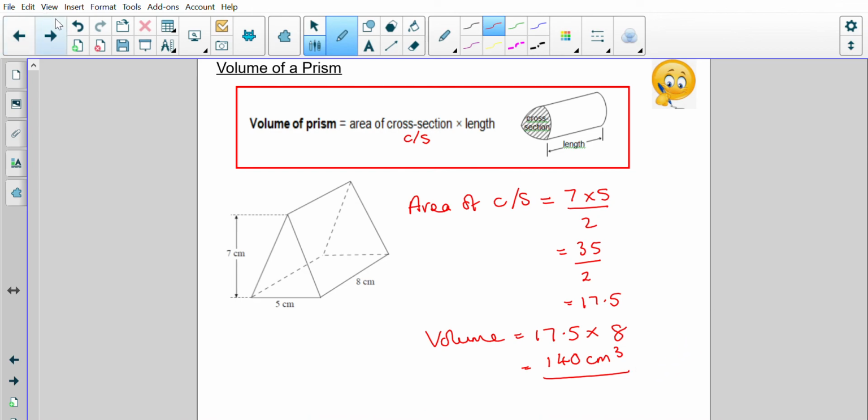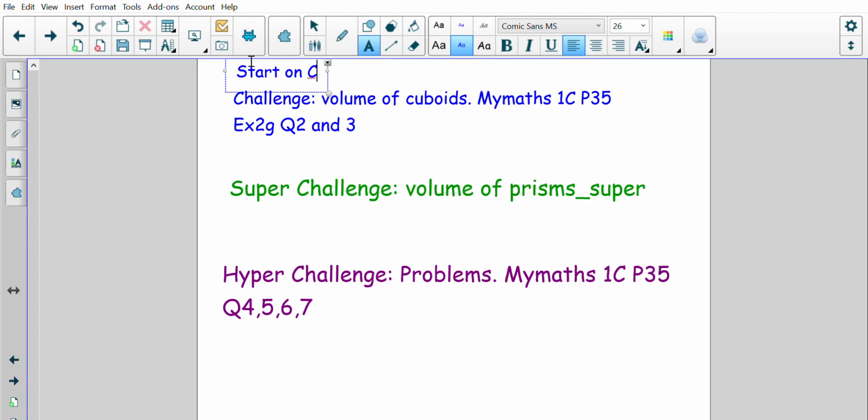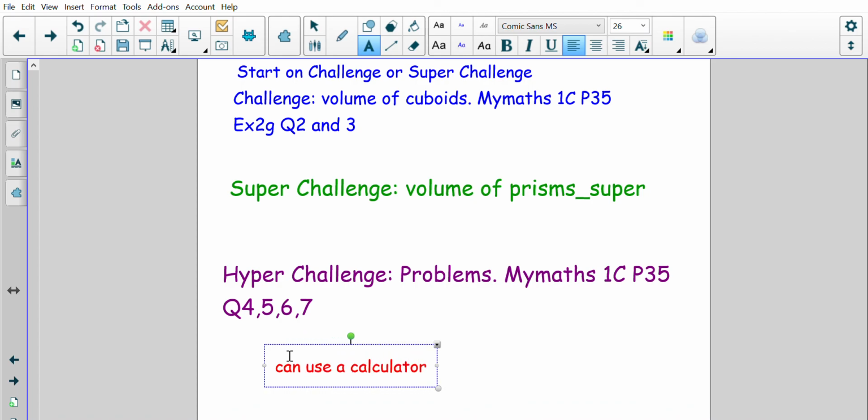Okay, so now you're going to have a practice at questions. So I'd like you to have a go at either volume of cuboids, which you'll find in your My Maths textbook, or start on volume of prisms, the super challenge. So let's just jot that down. You can start on challenge or super challenge today, and today as well you can use a calculator. Okay, so start on the challenge or the super challenge. You can use a calculator.